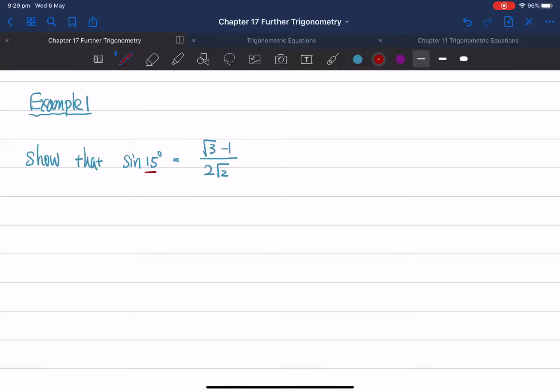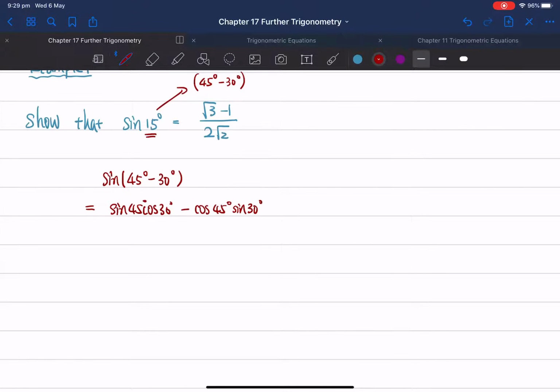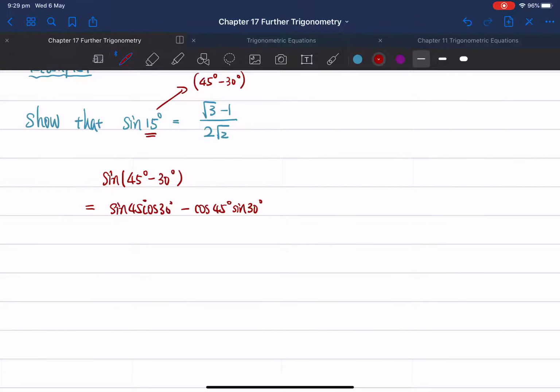Now 15 comes from 45 degrees minus 30 degrees, and both 45 degrees and 30 degrees are special angles. So we can do that. If we're starting from sine, instead of writing 15 degrees, we write 45 degrees minus 30 degrees. Then using the compound angle formula, we get sine 45 cosine 30 minus cosine 45 sine 30. So that's one of the applications. We can use the compound angle formula to break down the angles, and then we have those special angles to work out the question.